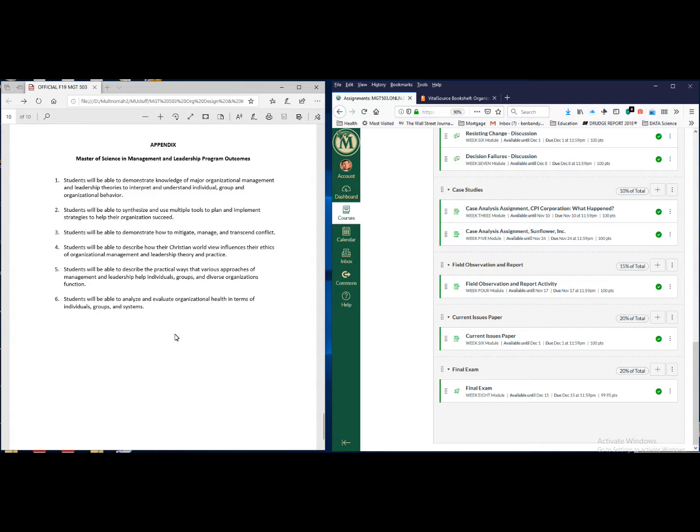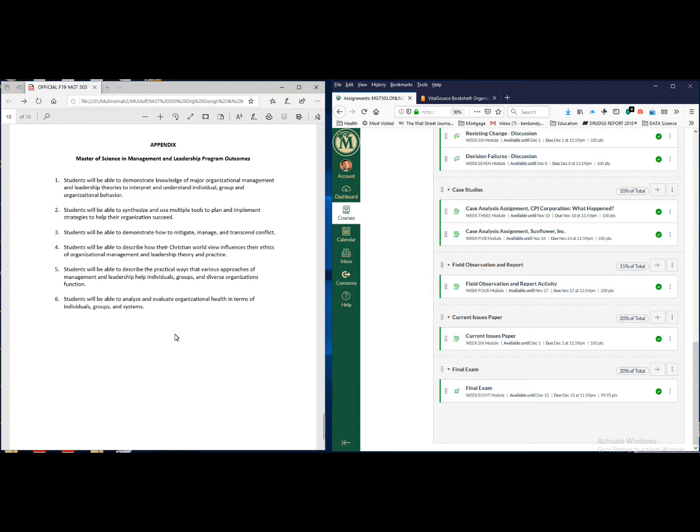Demonstrate how to mitigate, manage, and transcend conflict. We're probably not going to really address that directly in this class. You'll see the change management and then resistance to change as we get to the end of the course. Conflict concepts will come up, but it's not a major focus of what we're doing. Like I said, all courses in the program taken together should weave together to give these competencies by the end of the program. So this one is not going to be very focused on number 3.